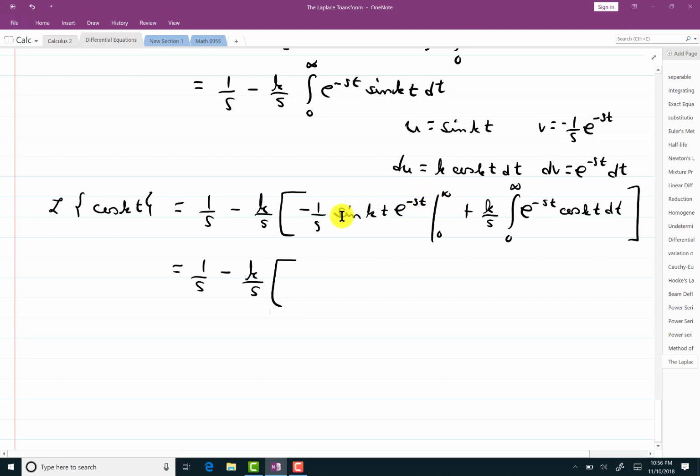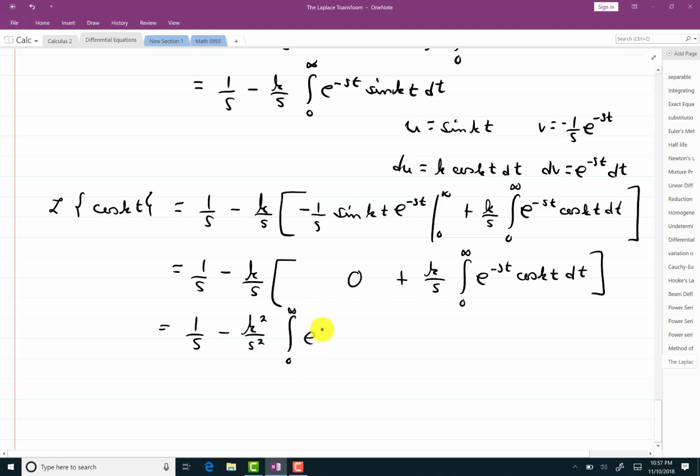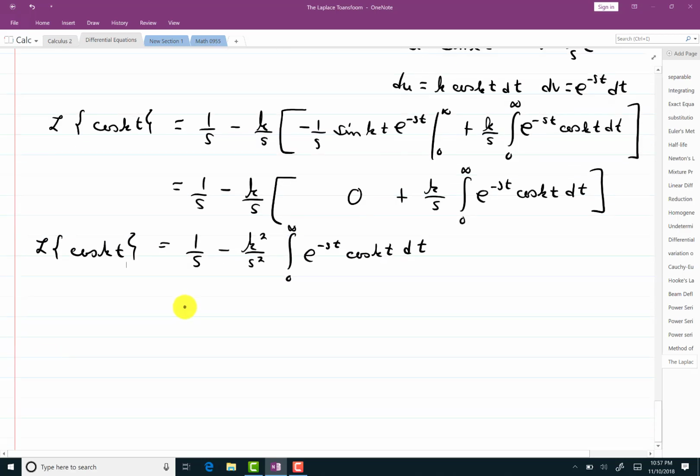For this piece here, as t goes to infinity, you get 0 as normal. E to the negative st overwhelms sine. But then, when you try to plug in 0, well, sine of 0 is 0. So we get a big fat 0 there for all of that. Let me go ahead and multiply through by the negative k over s. So that's minus k squared over s squared, integral from 0 to infinity, e to the negative st, cosine of kt dt. And this, of course, is equal to the Laplace transform of cosine of kt. Well, I don't know if you recognize it by now, but this is the Laplace transform of cosine of kt here. So this equals 1 over s minus k squared over s squared times the Laplace of cosine of kt.